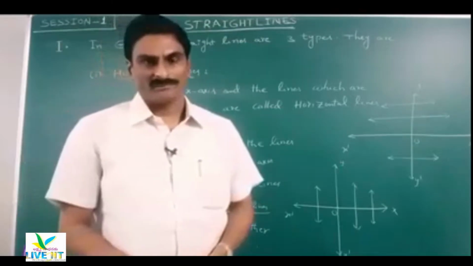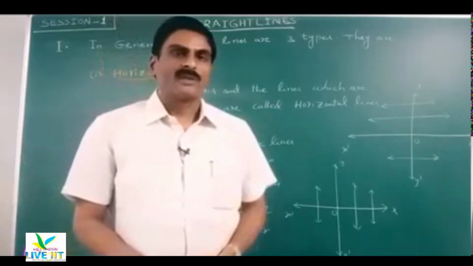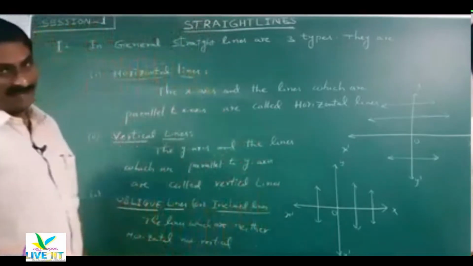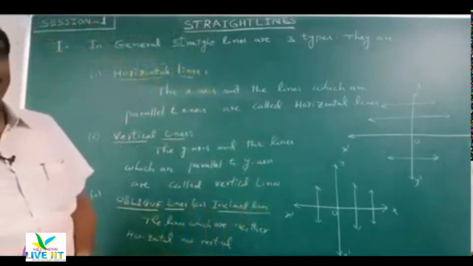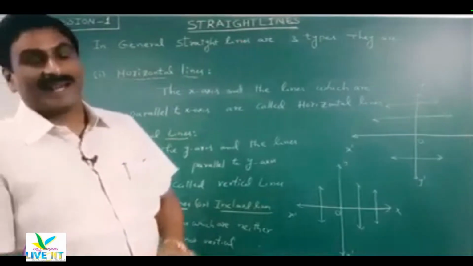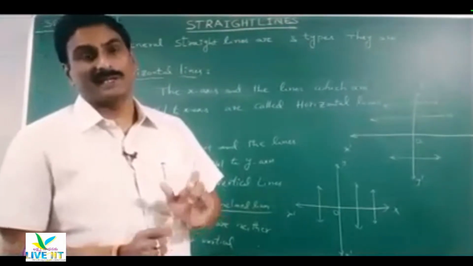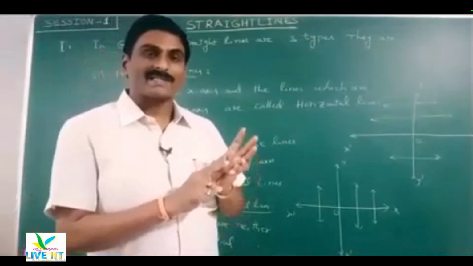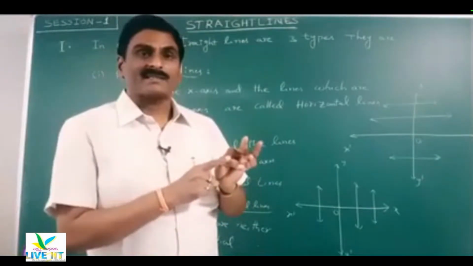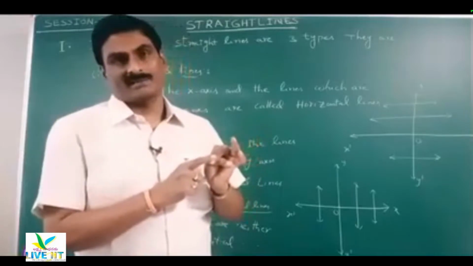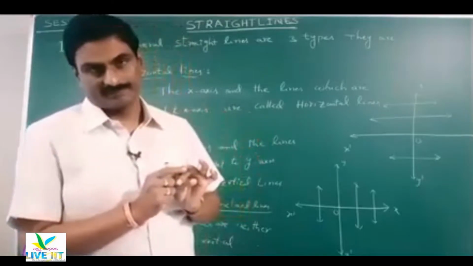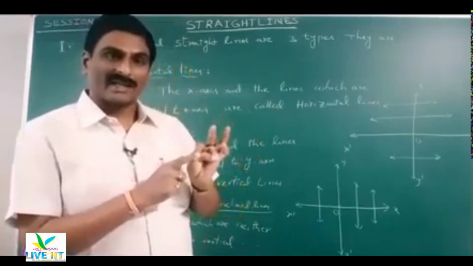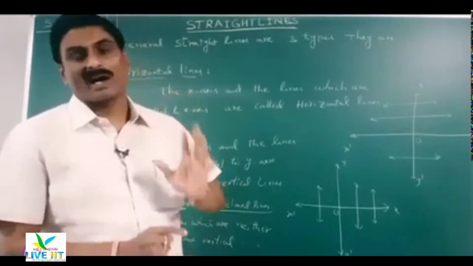Follow carefully. Now coming to the topic, straight lines. In general, straight lines are three types. They are horizontal lines, vertical lines, oblique lines. That means inclined lines. The straight lines are three types: horizontal lines, vertical lines, oblique lines.